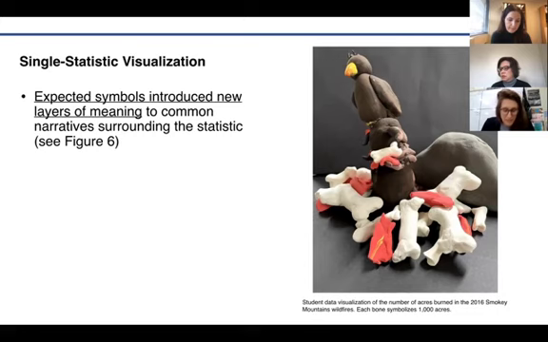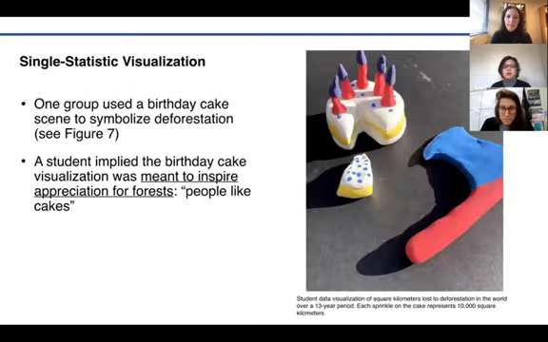In visualizing their statistic, a few groups chose unexpected contexts and symbols far removed from their audience's likely associations. Next slide, please. For instance, one group used a birthday cake scene to symbolize deforestation, and several groups used video game scenes and characters to contextualize COVID-19 statistics. Students in this cake example explain people like cake. As viewers realized the sprinkles represented the burnt acres, students hoped that the viewers' feelings would change.